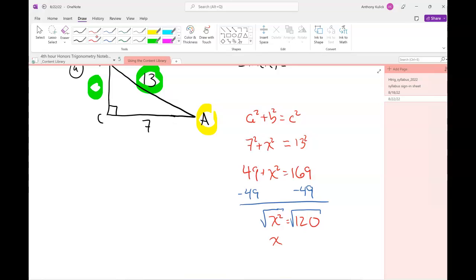Yeah, so it asks for the answer exact with reduced radicals. So I'm not going to just plug this into my calculator. I have to try to reduce this radical. Anybody remember how we need to do that? You can split it up into something that is a perfect square, so you can take it out. Excellent. So we're going to look for perfect squares that are factors of 120.